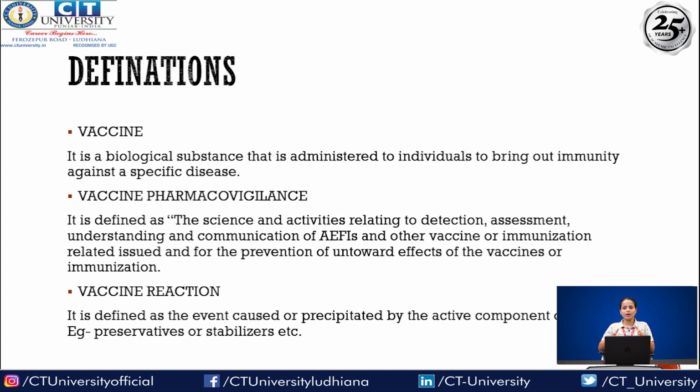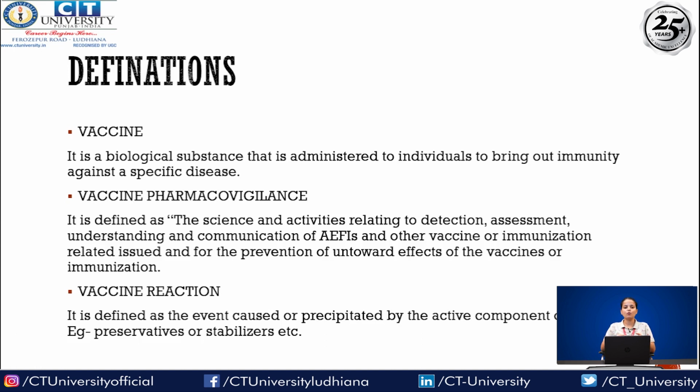The next one is vaccine pharmacovigilance. This is divided into two parts: what is pharmacovigilance and what is vaccine. If we know the two terms, automatically we will get to know the definition. So pharmacovigilance is the field of science that is related to detection, assessment, understanding and communication of adverse events. And vaccine, I already told, is a biological substance that is inserted into the individual to bring out the immunity. So this is vaccine pharmacovigilance.